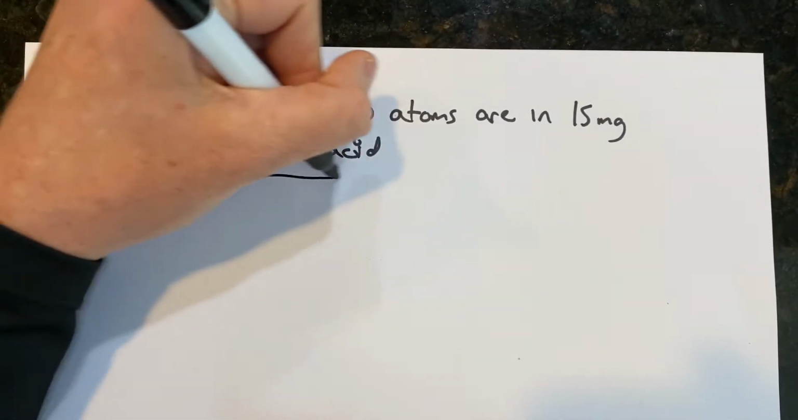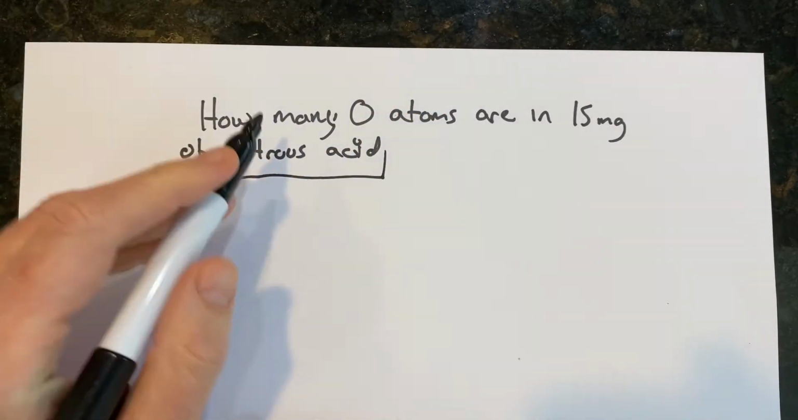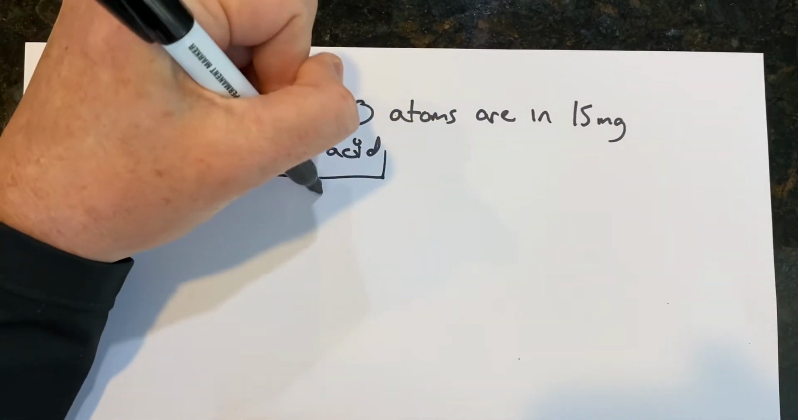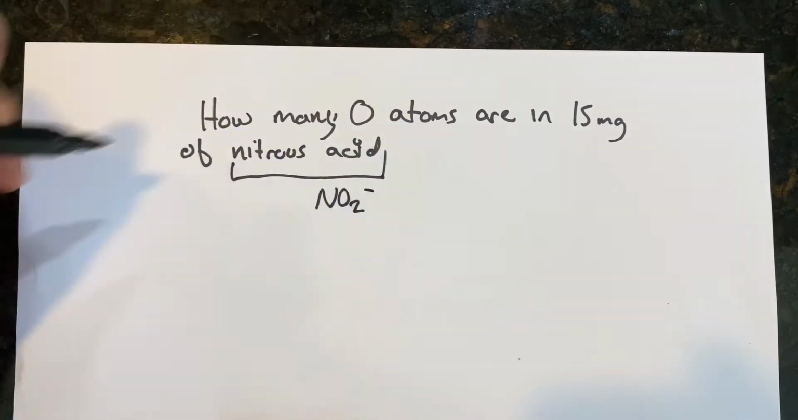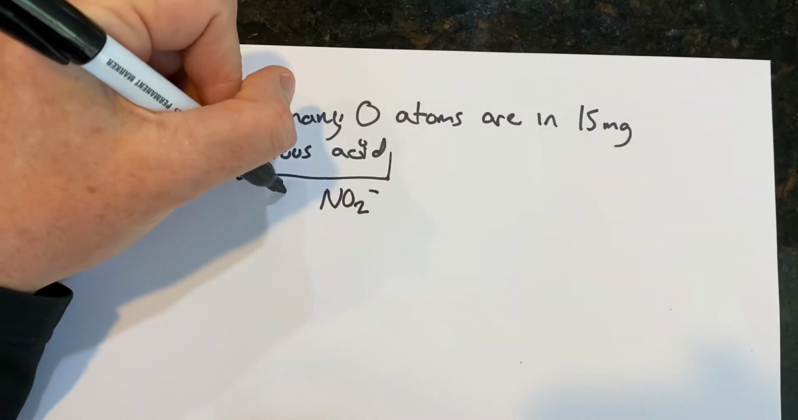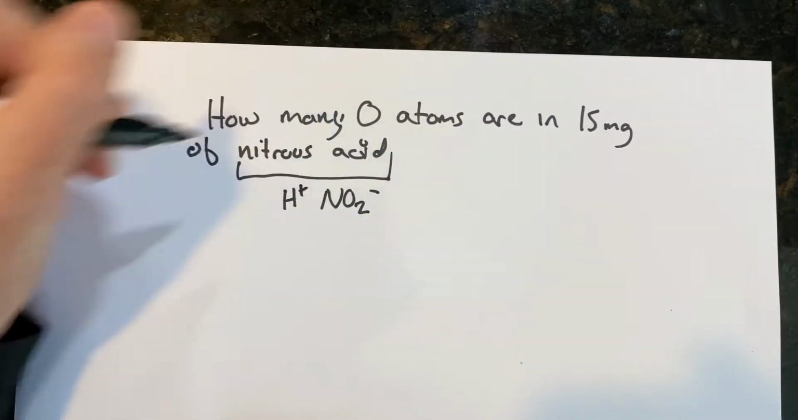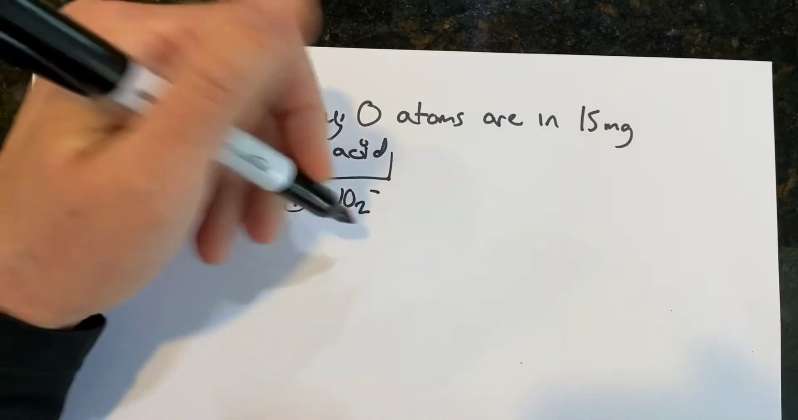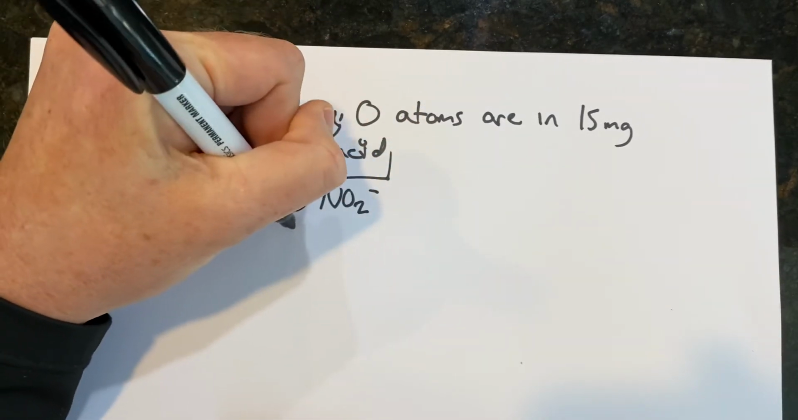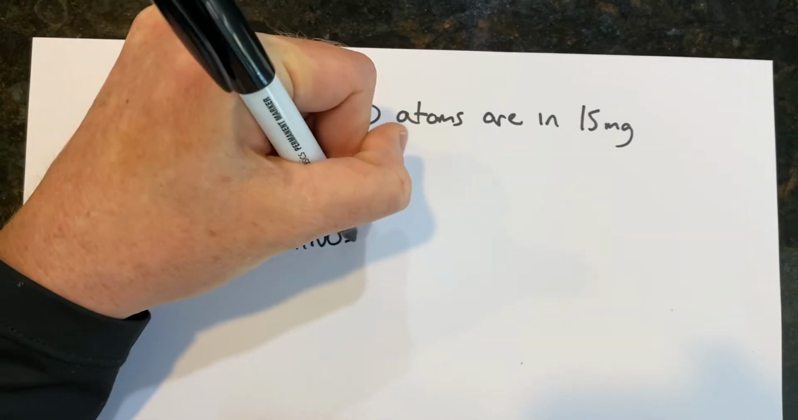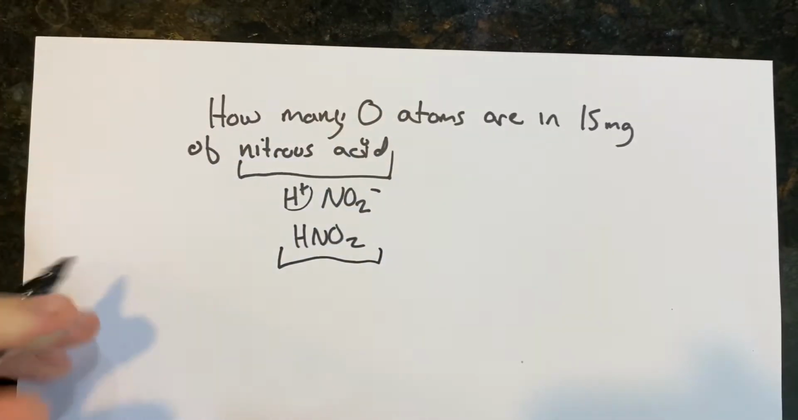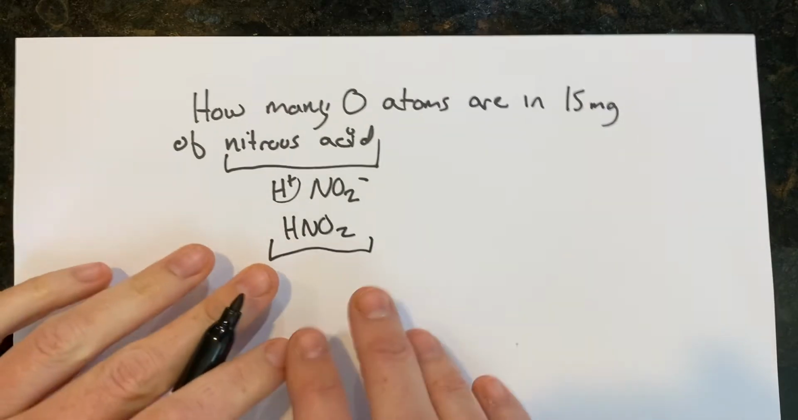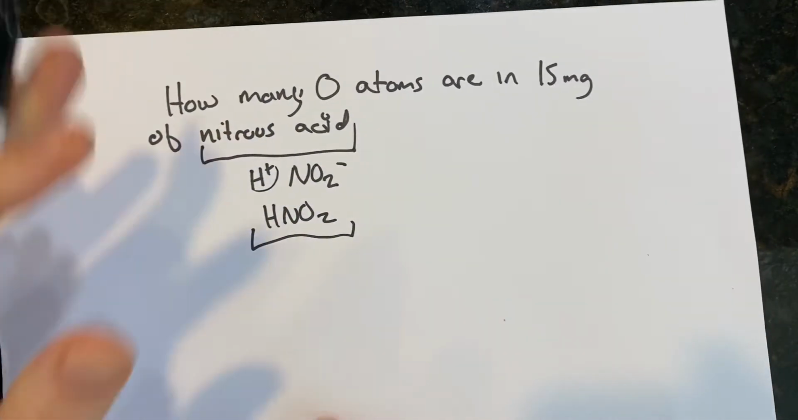Nitrous acid, nitrous telling you it's coming from nitrite. Nitrite is NO2 minus. You have to have it memorized. To make it an acid, we have to add an H plus. You need just one H plus to cancel out that one nitrite, and HNO2 would be nitrous acid, assuming it's aqueous. All right, so now we can actually tackle the question.